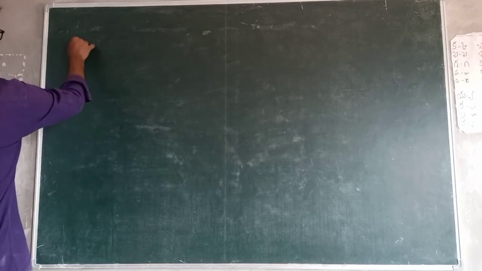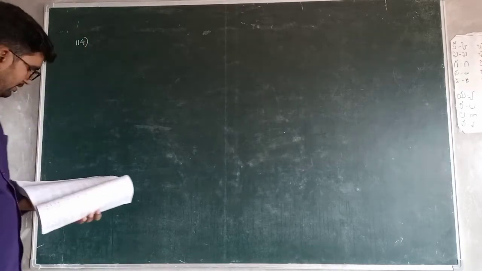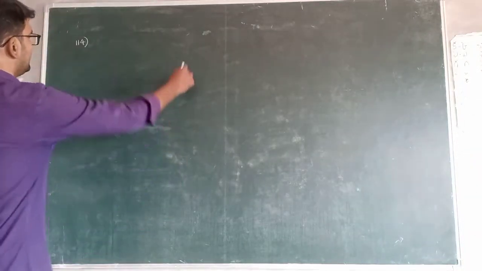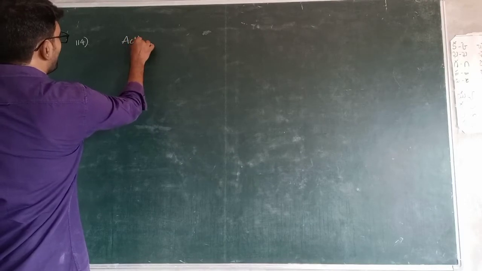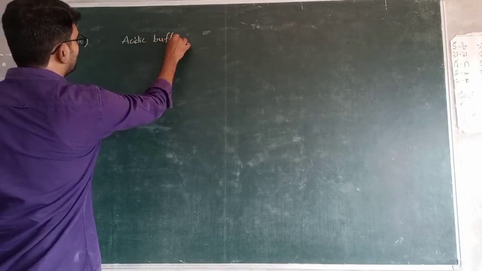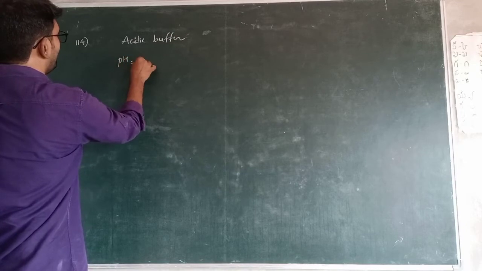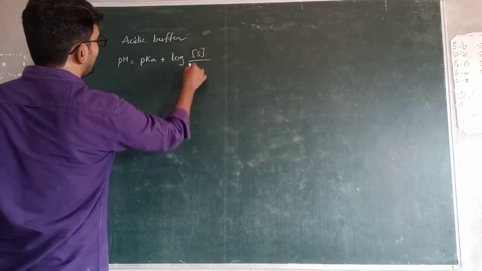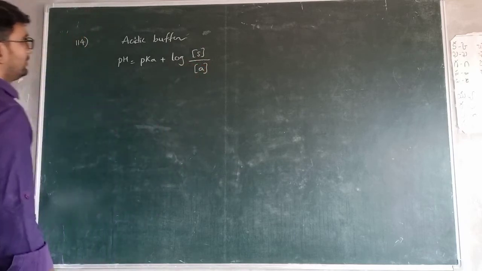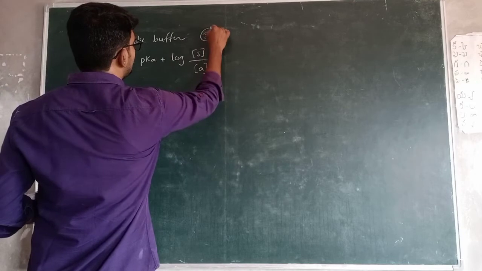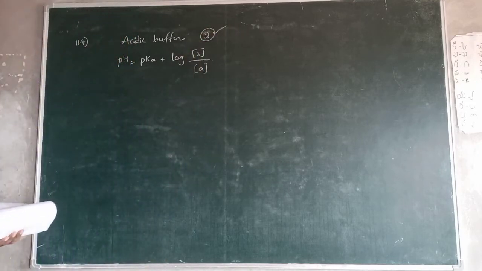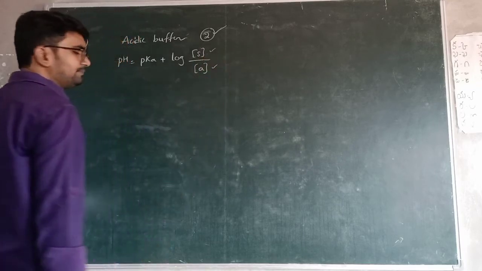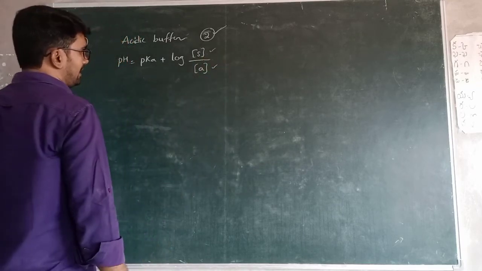Next, 114. The pH of an acid buffer can be raised by 2 units. Generally for an acidic buffer, what is the formula? pH is equal to pKa plus log concentration of salt by concentration of acid. So it is raised 2 units, when is it possible? Very simple, it depends upon the concentration of salt and concentration of acid.